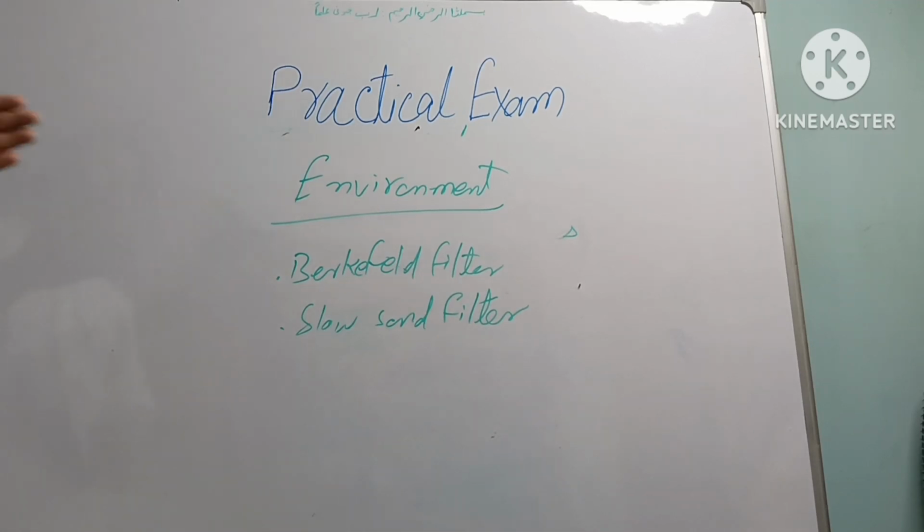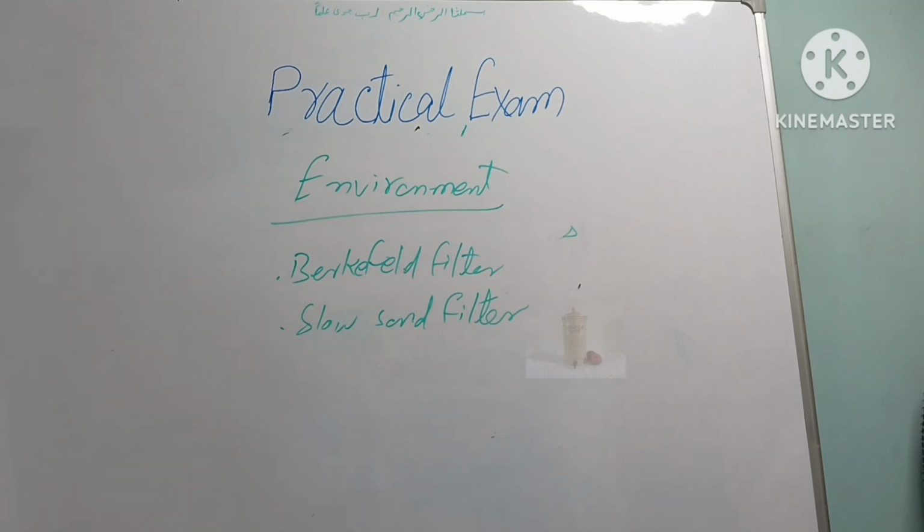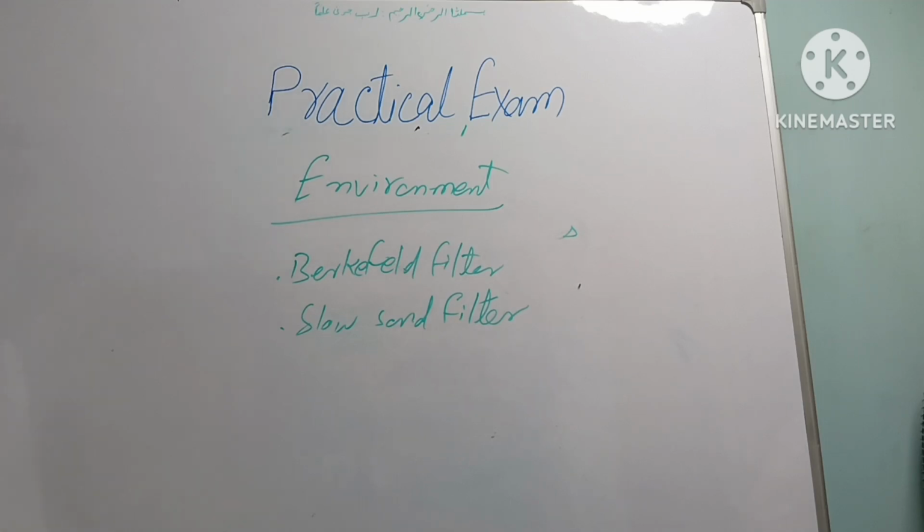Now one more portion is the environment. In environment there are various models that may be asked, just like Berkefeld filter, slow sand filter. What is asked? First, the identification of the spot, and just like for the Berkefeld filter, it is used for small scale household level water filtration. Okay, so this type of question is asked in the environment section.